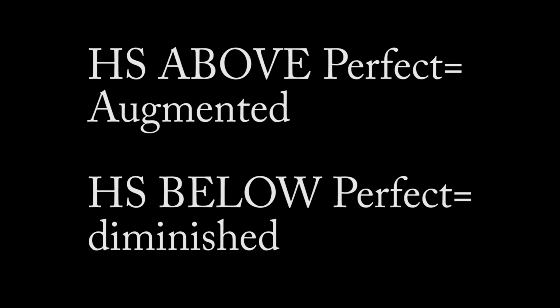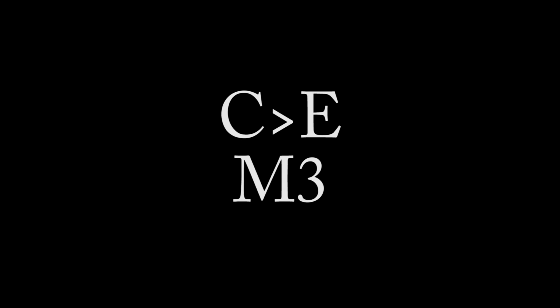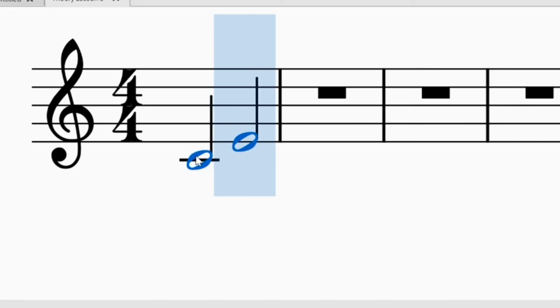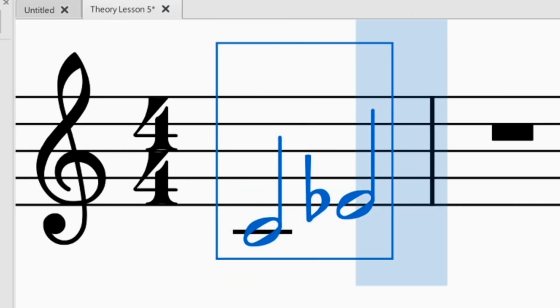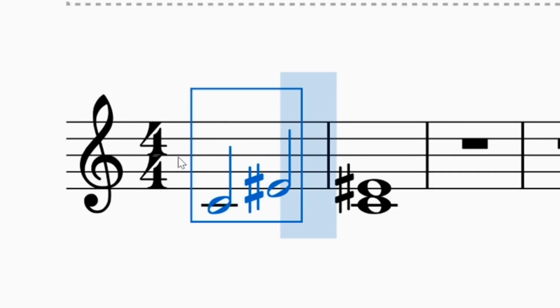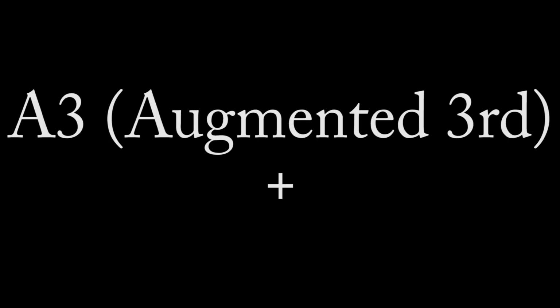When you have a half step above a perfect interval, it's augmented. When you have a half step below a perfect interval, we call this diminished. But they have to use the same letters. Now here's a tricky one. We know that C to E is a major third, and C to E flat is a minor third. What is C to E sharp? Well, it sounds like a perfect fourth, C to F, but it's a third because we have an E, not an F. We call this an augmented third because it's 1/2 step above the major interval.